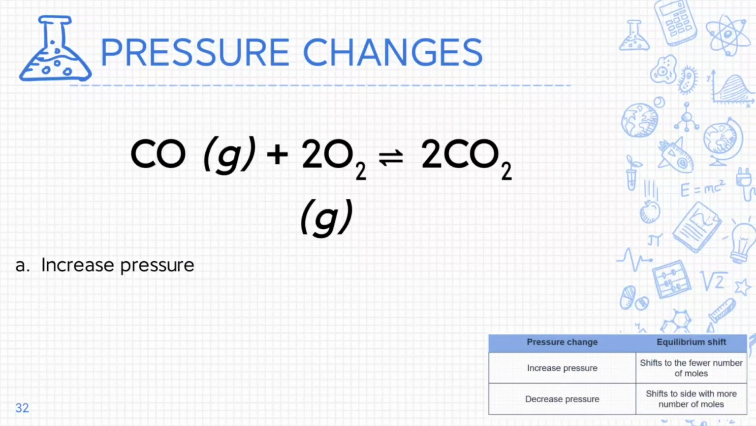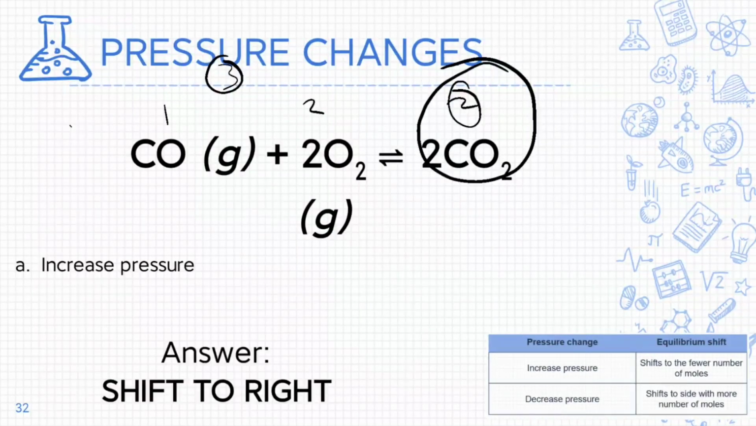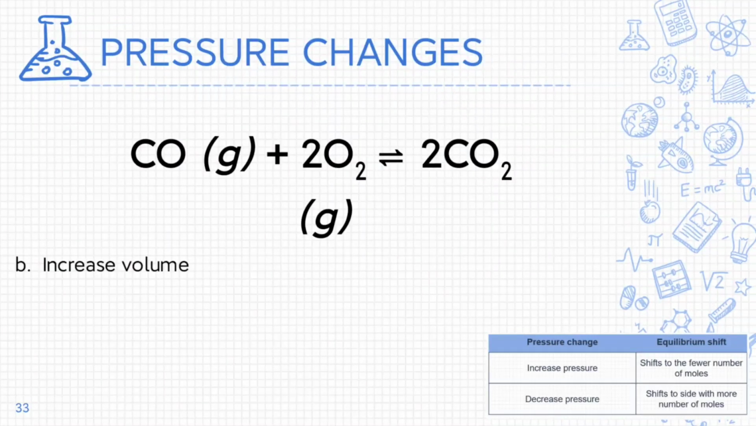Okay? Next. For this example, increase yung pressure of this whole system. Again, you count the number of moles. So, you have 1 and 2, that's 2. So, 3 dito, tapos 2 lang dito. If you increase the pressure, you shift to the fewer number of moles. So, since dito, dalawa lang, the equilibrium will shift to the right.